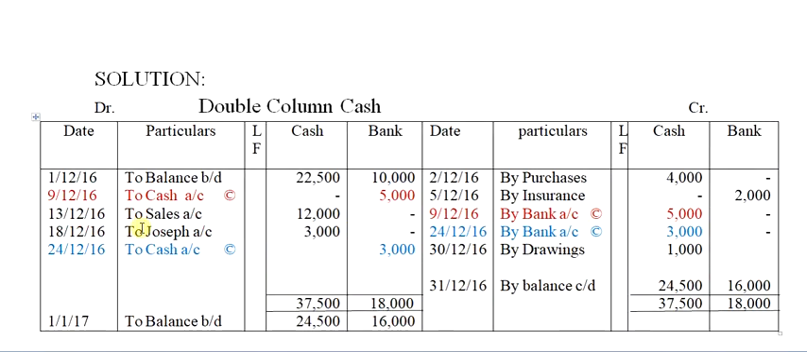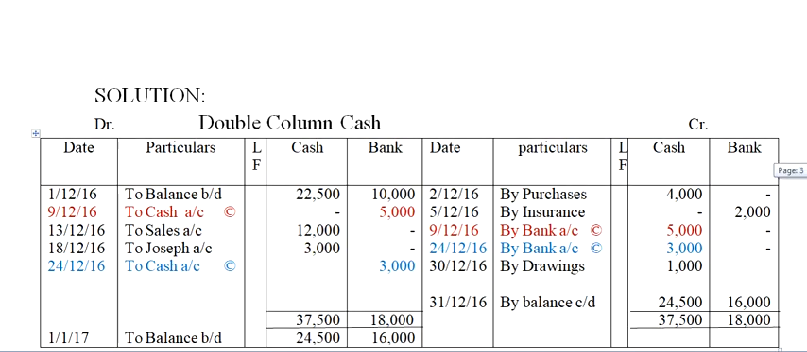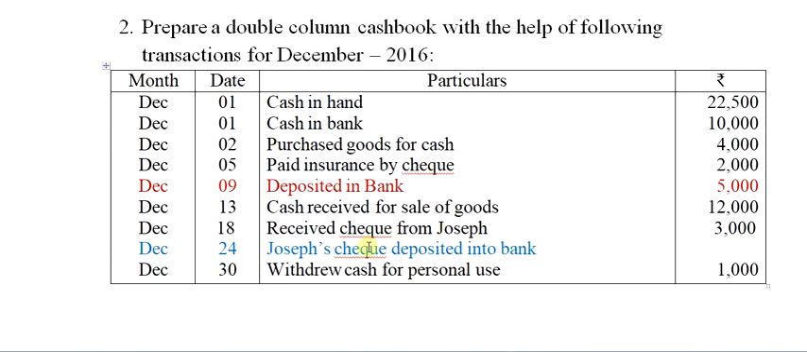Listen here. See here, 8/12/2016 to Joseph account. How much does the cash balance increase? 3,000. Why are we taking it as cash? Because it was not yet deposited on the same day, my dear students. Again moving on to the next thing.